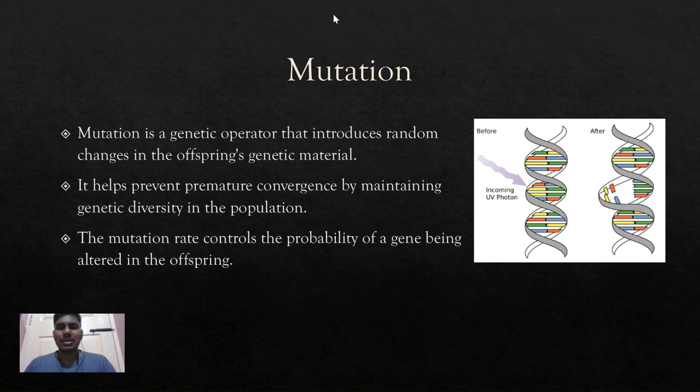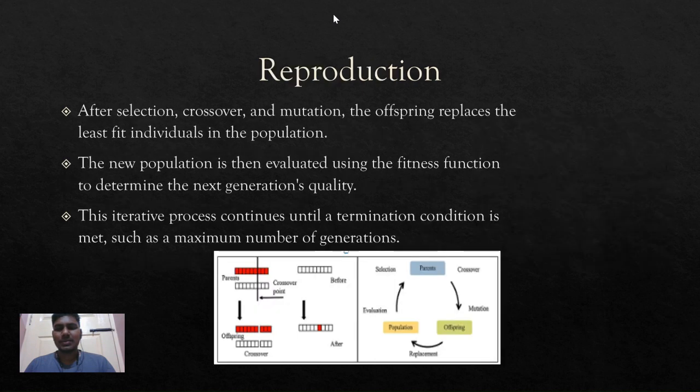At last, we have the mutation. Mutation is a genetic operator that introduces a random change in the offspring's genetic material, as shown in the image. Before, there is an incoming UV photon. Next there is a change in the code, that is the DNA form. It helps prevent premature convergence by maintaining genetic diversity in the population. The mutation rate controls the probability of a gene being altered in the offspring.